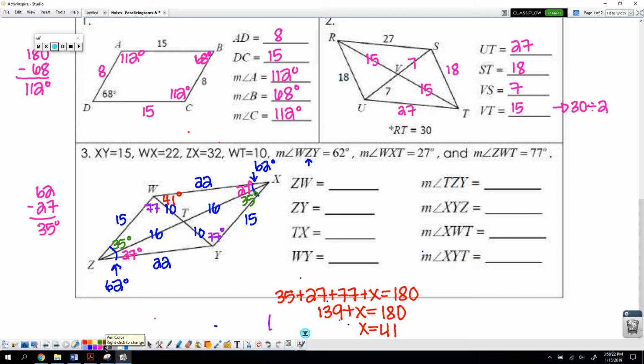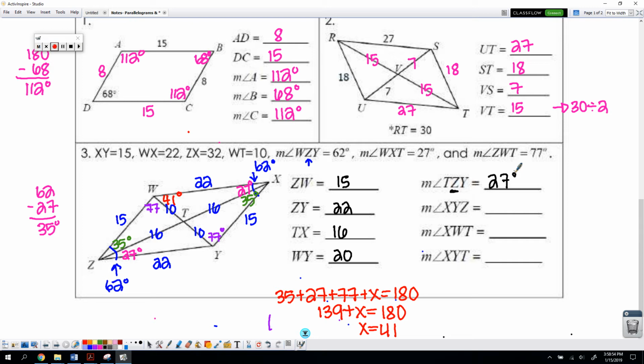So it says ZW. If I look at ZW, we wrote 15. If I look at ZY, we wrote 22. If I look at TX, we wrote 16. WY is 20 in total. We had 10 and 10. TZY, so again, look at this middle letter. So TZY is 27 degrees.